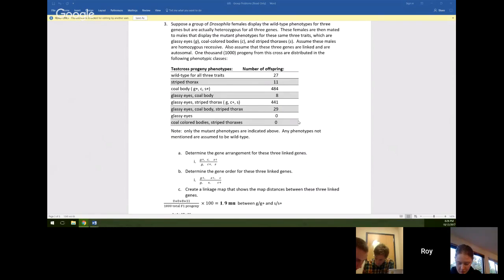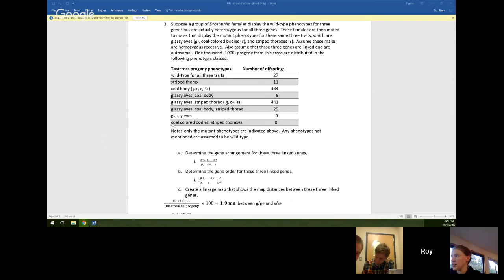All right, then I have number 3. The tricky part with this one is the double crossovers are both 0, and they didn't put that on your chart. So glassy eyes was one of the phenotypes of one of the double crossovers, and that's 0. And the other one was coal-colored bodies and striped thoraxes, so that was also a 0.